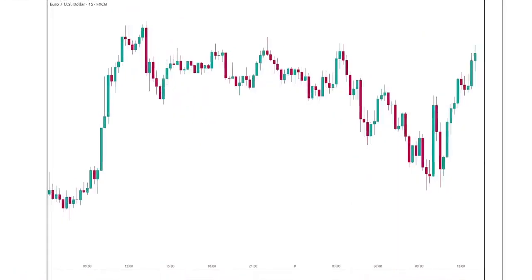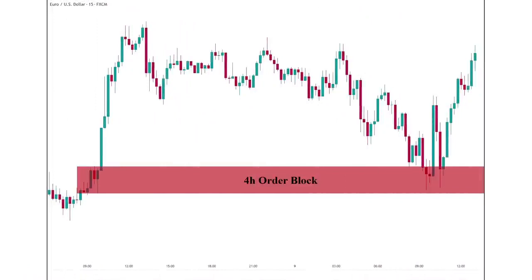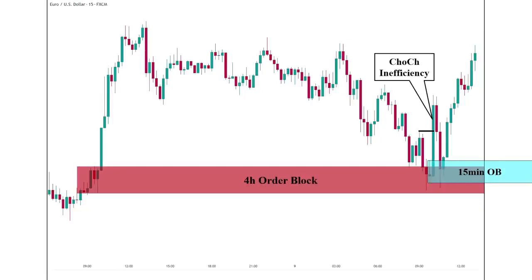Let's see a live chart example. So here we have the Euro-Dollar 15 minutes chart. We have an overall bullish bias and a perfect 4 hours unmitigated order block. As the price approaches this zone, we have no idea if it will push the price to the upside or not. Because although the higher time frame is bullish, we have a bearish short-term downtrend. So after hitting the demand zone, market makes a change of character with an inefficient move leaving behind a perfect 15-minute order block. So this is a signal that the short-term downtrend is over and the market can potentially continue to move to the upside.